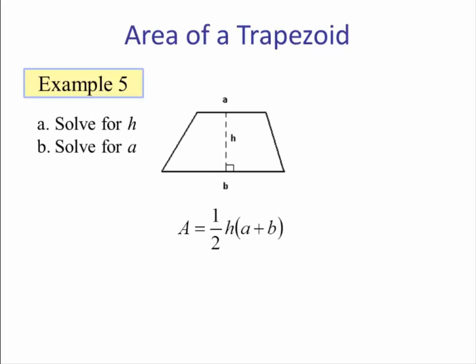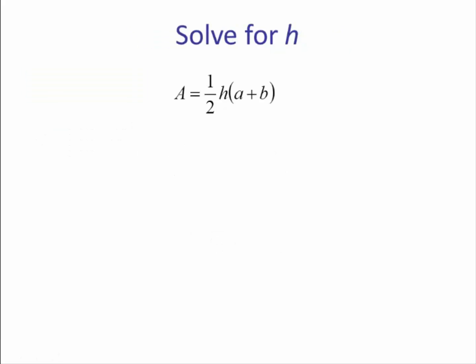Example number 5. This is the formula for the area of a trapezoid. So here's a picture of the trapezoid. There's two different bases. One is labeled a, the other one b. Here's the height. And we want to, for part A, take this equation and solve it for h. So we begin with our formula. To solve this for h means I need to get rid of the 1/2, and I need to get rid of the sum a plus b.